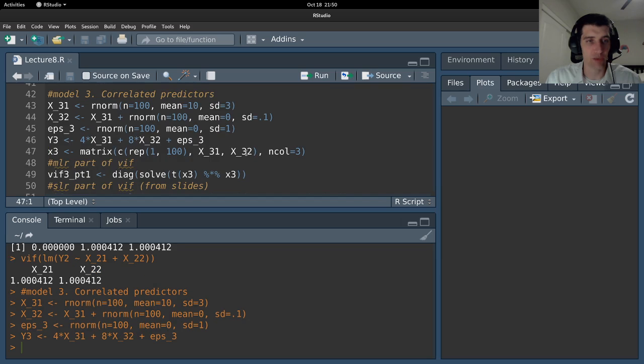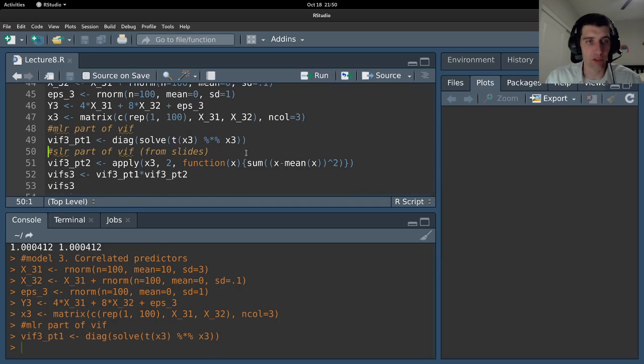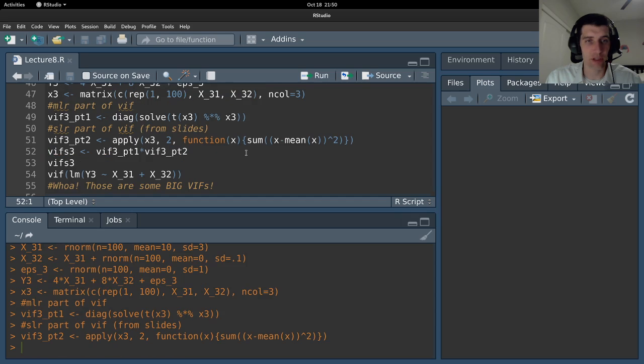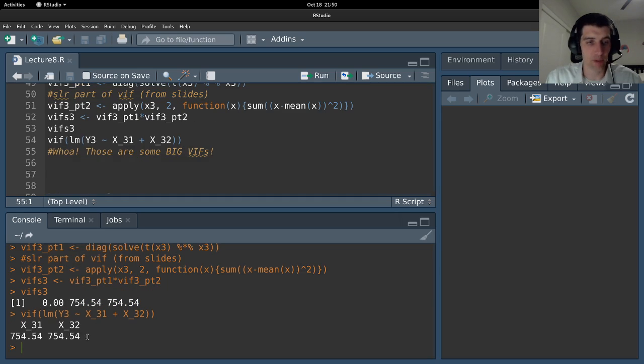My relationship between x and y, my design matrix, the multiple linear regression part of the VIF, the simple linear regression part of the VIFs, taking their product. Here are my VIFs. You can see that my VIFs, again, are very, very large, much larger than that 10 rule of thumb that we talked about before. And again, the car package matches exactly what we have. So we confirmed that the car package actually does what we expect it would do, and we've confirmed it by these three examples.